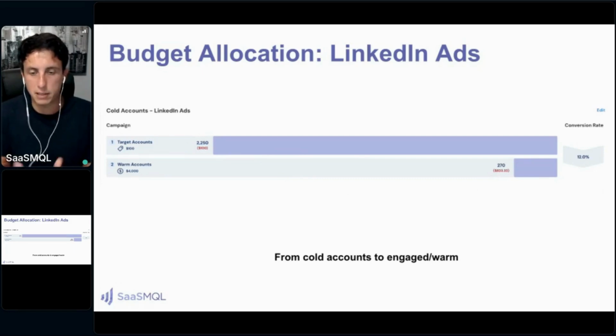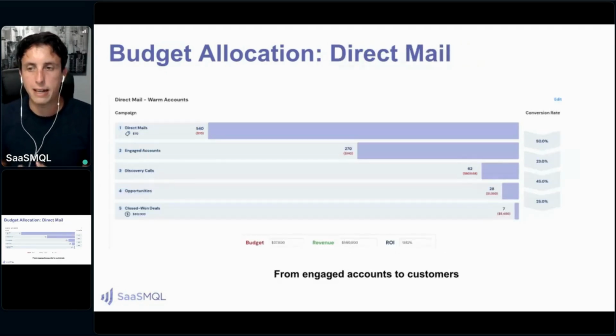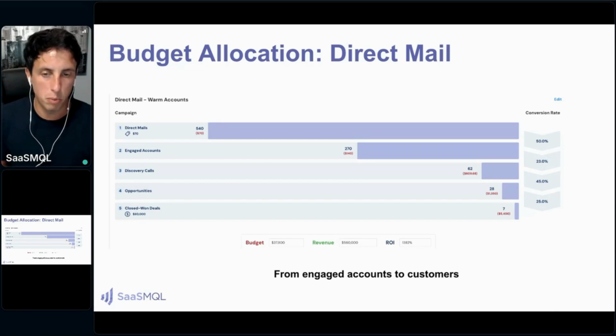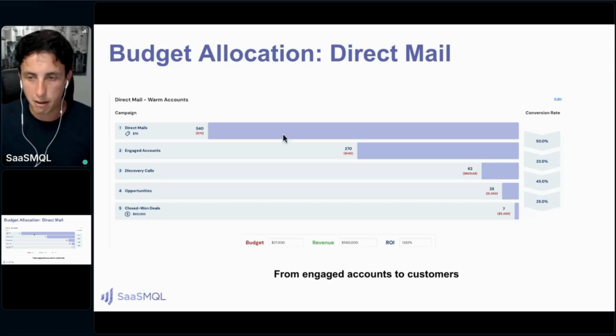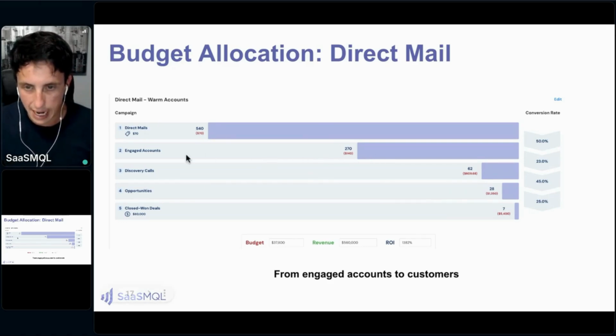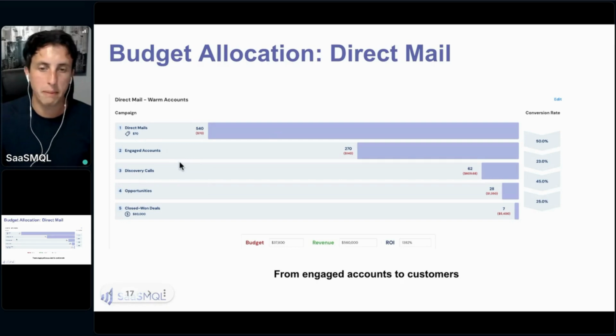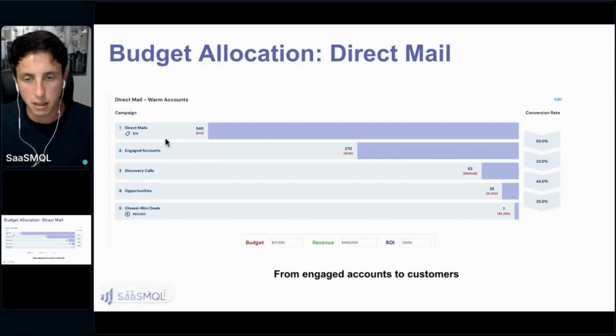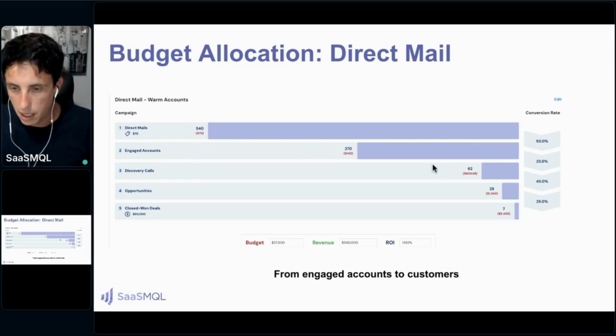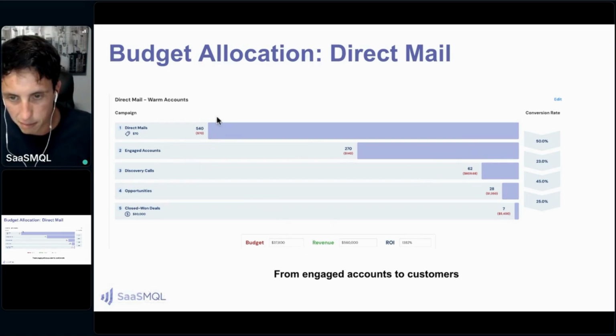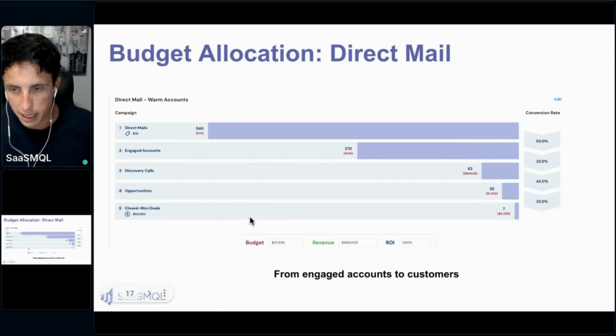So we're running these campaigns for 3-6 months, whatever your time frame is here. And then let's say that direct mail is super effective at driving engaged accounts to become interested and want to book and schedule a discovery call with your sales team. So now I'm using the same 270 engaged accounts, but I'm going to send 2 direct mails per company. Maybe I'm targeting the VP and the director. It's costing me $70 per direct mail. So 540 here, $70 by 540, I'm allocating about 40K on this.